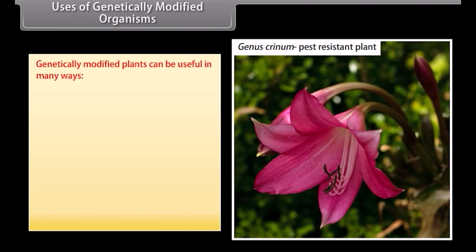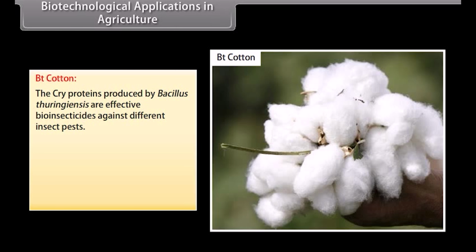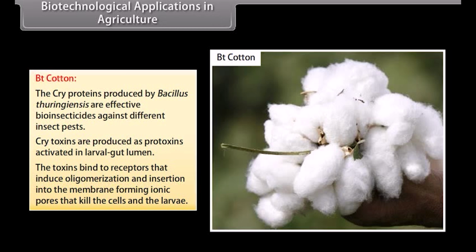Biotechnological applications in agriculture. Bt cotton. The Cry proteins produced by Bacillus thuringiensis are effective bioinsecticides against different insect pests. Cry toxins are produced as protoxins activated in larval gut lumen. The toxins bind to receptors that induce oligomerization and insertion into the membrane, forming ionic pores that kill the cells and the larva.